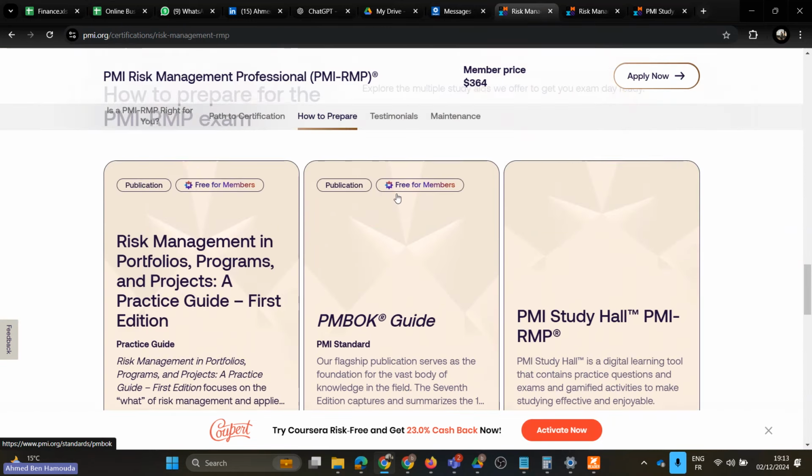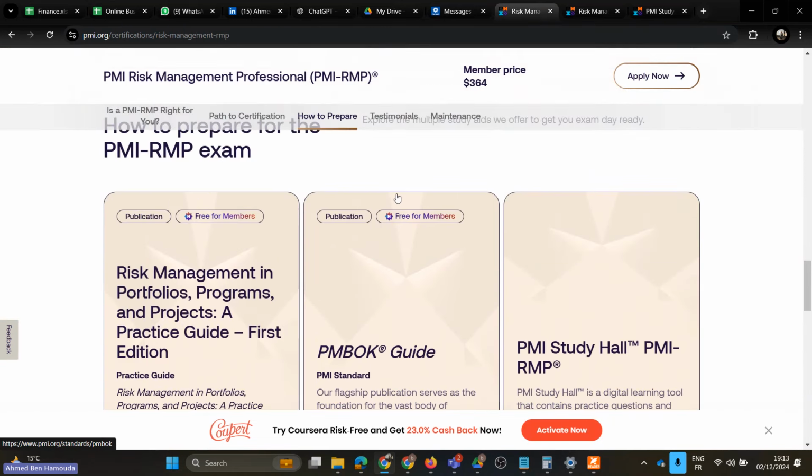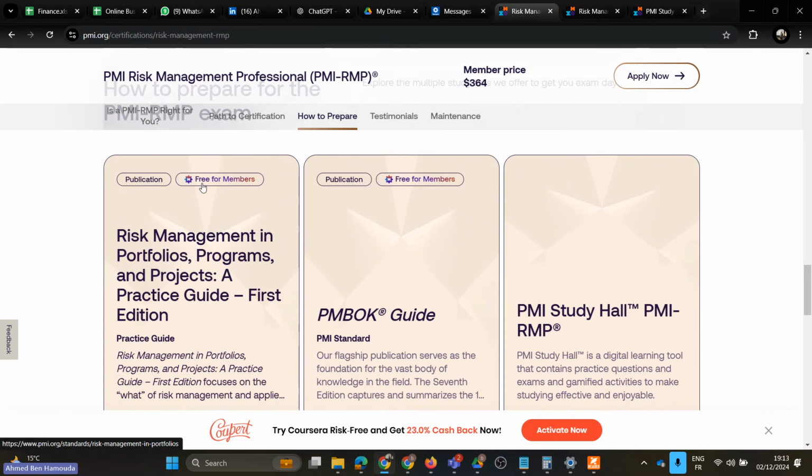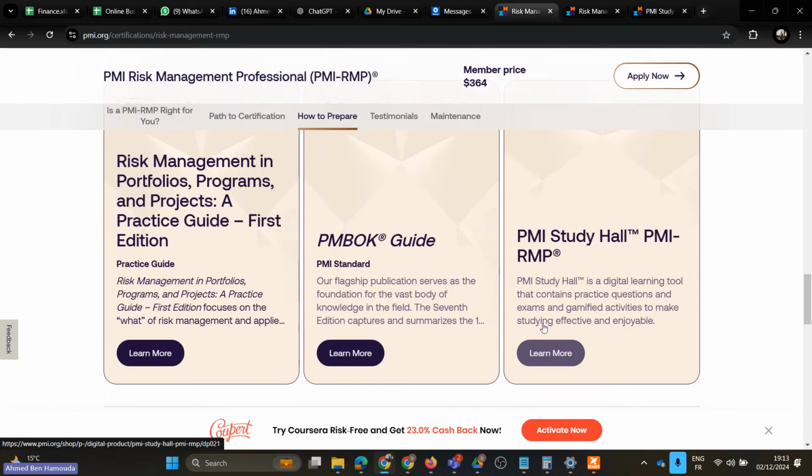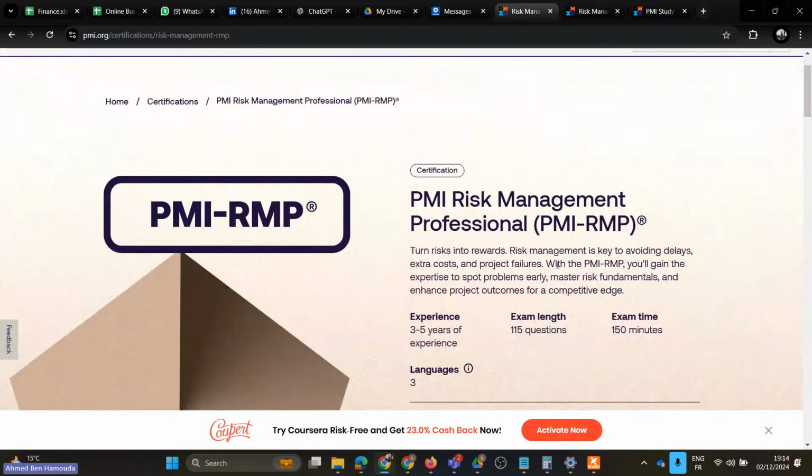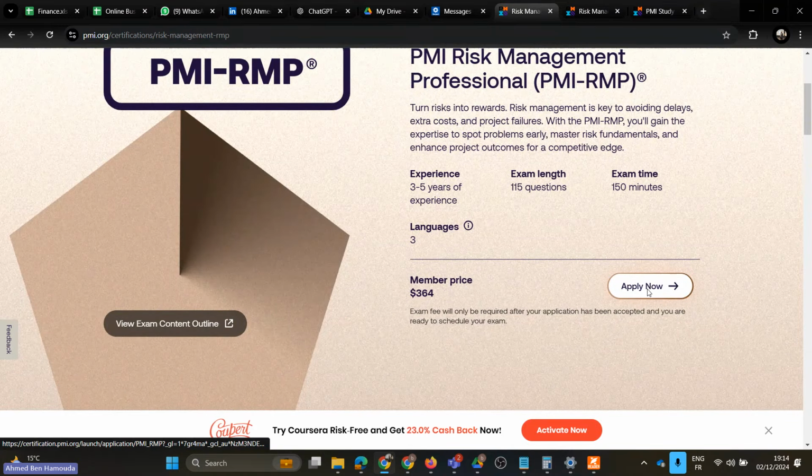This is regarding which information you can find on PMI's website. And as you can see here, the risk management guide is free for members. The PMBOK guide is free for members. Just the study hall, you pay $49 for it. And now, if you go back here and go to apply, this is quite easy actually. I will do a separate video about it.